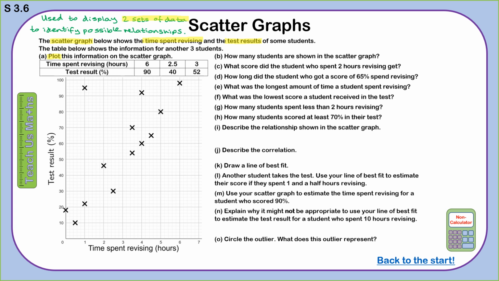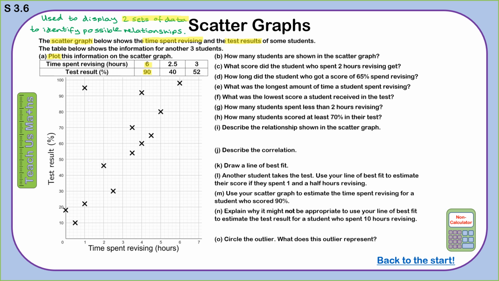It then says that the table below shows the information for another 3 students. Plot this information on the scatter graph. So this is part A. We need to plot the information that's given in this table on the scatter graph. Looking at the table, the top row tells us the time spent revising in hours, and the second row tells us the test result in percentage. So this first student here spent 6 hours revising and got a test result of 90%.